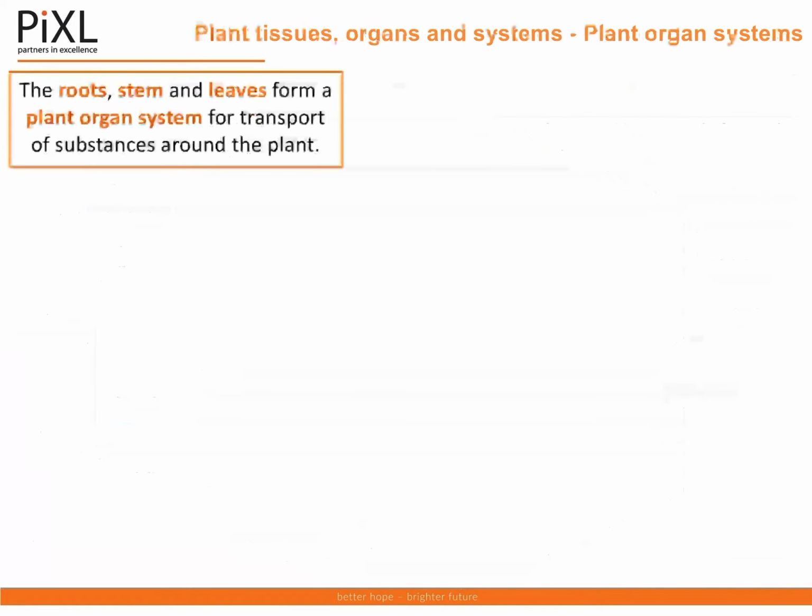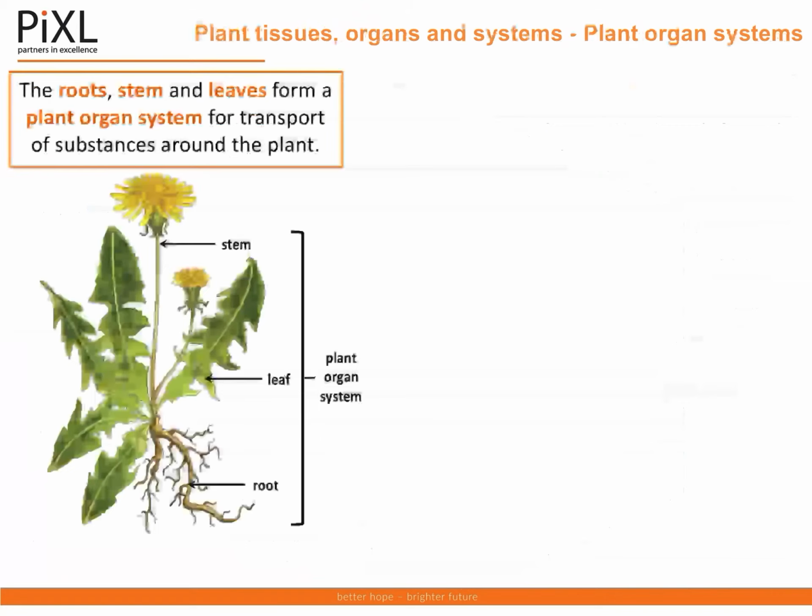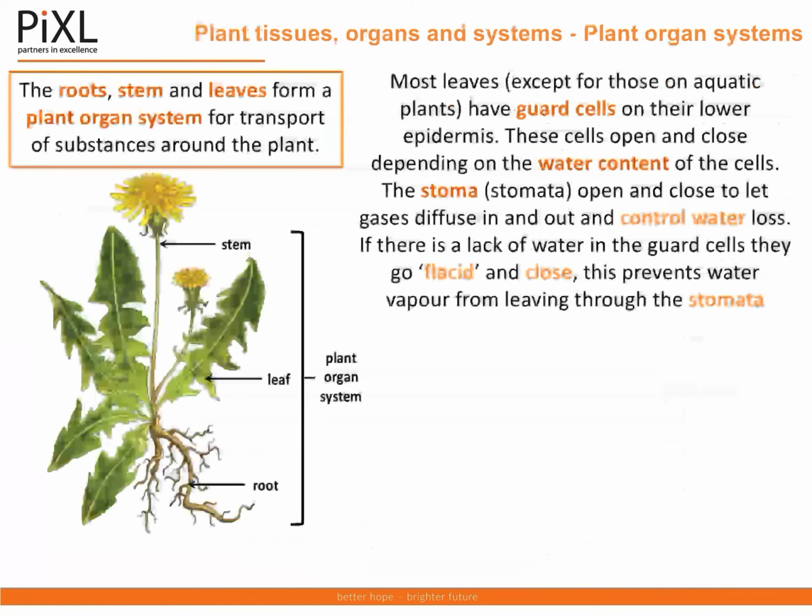So we're going to have a look at our organ system then. Roots, stem and leaves form a plant organ system for transportation. Specifically, there's a lovely picture of it. Most leaves have guard cells on their lower epidermis. Those cells will open up and close depending on the water content of those cells.